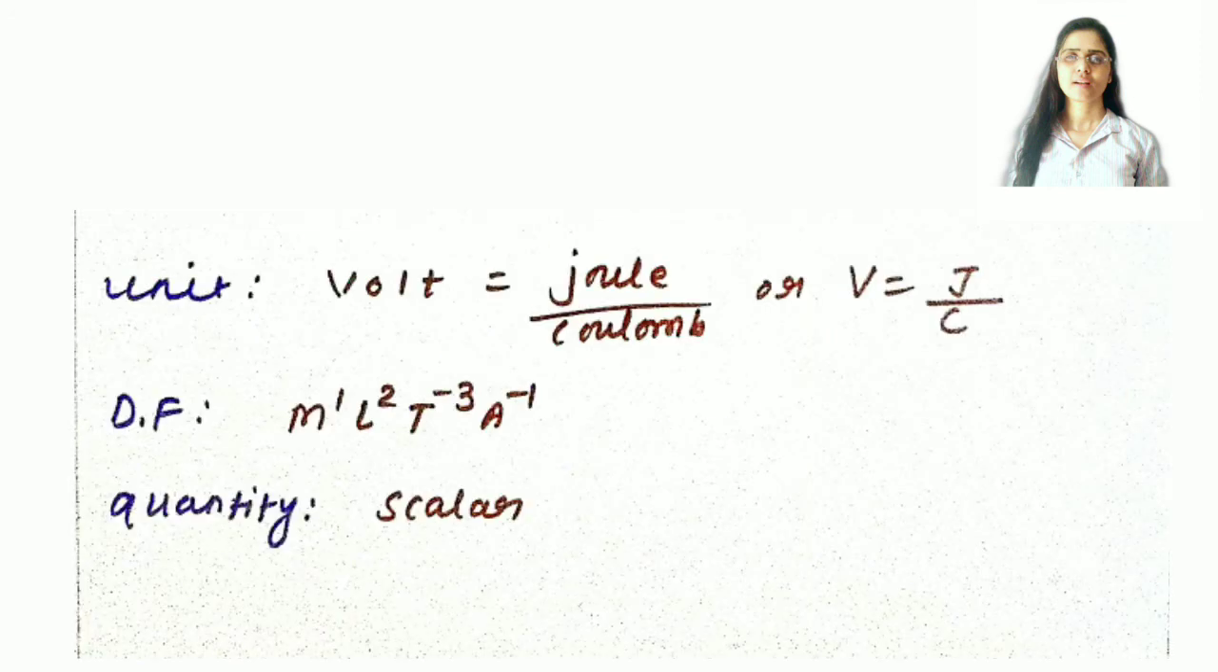Electrostatic potential is a scalar quantity and the unit of electrostatic potential is volt, and 1 volt equals 1 joule per coulomb, and the dimensional formula of electrostatic potential is M1 L2 T minus 3 A minus 1.